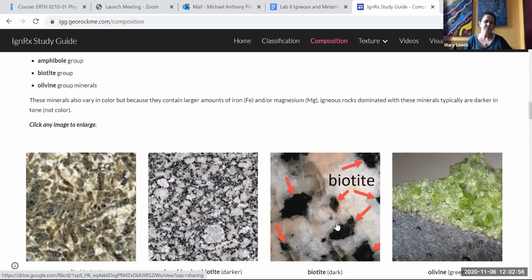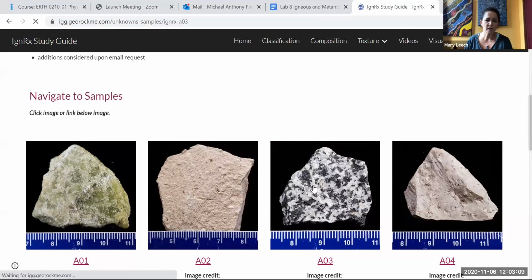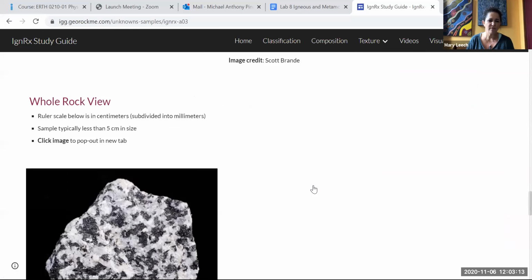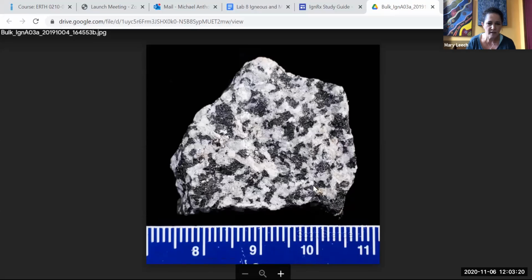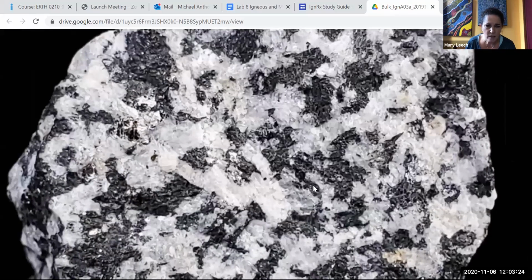Yeah. Let's go look at the picture of number AO3 together. So if we could zoom in and let's see if we can see actual mica crystals or if they look more prismatic like hornblende. Okay, zoom in on the black crystals.